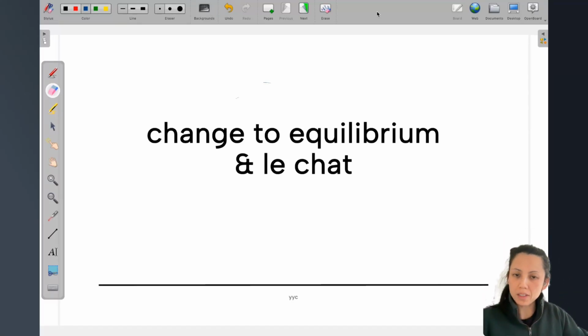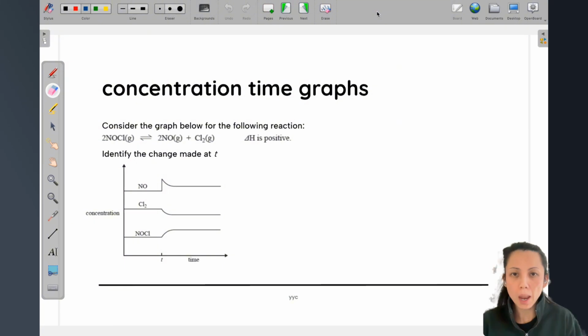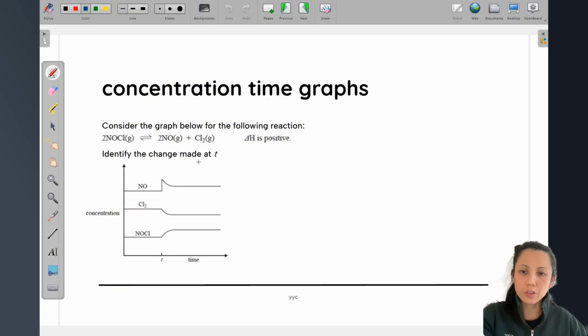Today, we're just going to talk about Le Chatelier's changes to equilibrium. Specifically, I'm going to go through those concentration-time graphs to help you unpack that a little bit. Now, concentration-time graphs. Have a look at this graph. Have a look at the reaction.